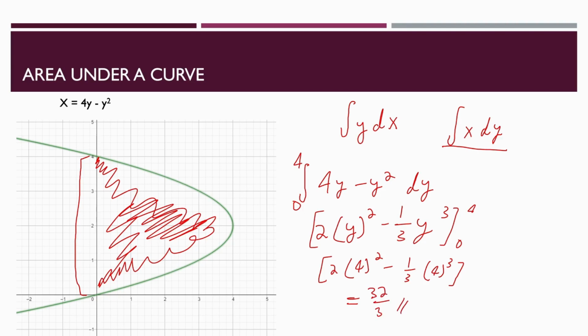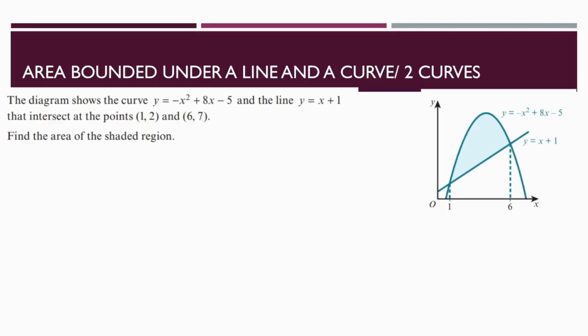However, if it was in the opposite direction, let's say over here, then it will be negative. So the logic is pretty much the same. Alright, so now we have area bounded under a line and a curve, or area under two curves. So basically I've taken an example question from the book and we are going to use this to help us understand what is going on.